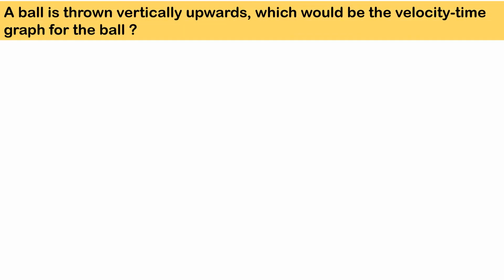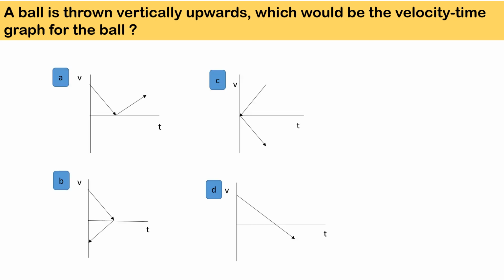Now let's understand with one example. A ball is thrown vertically upwards. Which would be the velocity time graph for the ball? Now first observe the plots. Okay, a velocity time graph is given to us for the ball. So which of these do you think will be correct for our case?